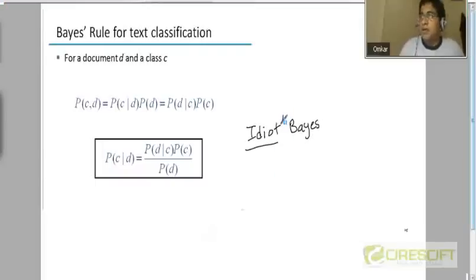But having said that, it doesn't work that bad. It's just that it's not the best possible algorithm, but it does work reasonably well. So maybe this name may be a little misleading. Of course, it depends on the context. In some contexts, naive Bayes may not work well.